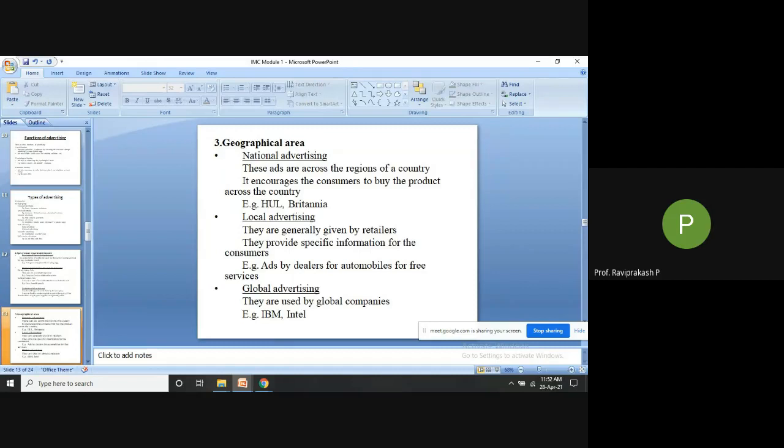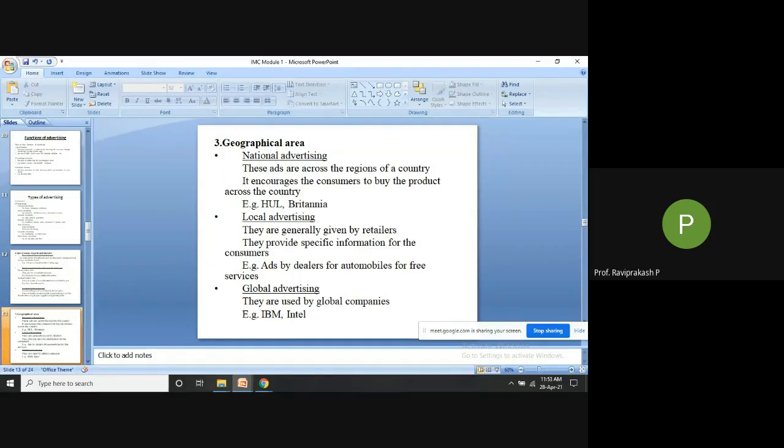So all these companies, they are having their presence in multiple countries. So if they run ads in many countries, it becomes a global advertisement. So national advertisement is in one country, local advertisement is in a single place in a particular country. Okay, it could be a district, it could be a state, it could be a small city, it could be a village, it could be anything. Okay, that is local advertising.